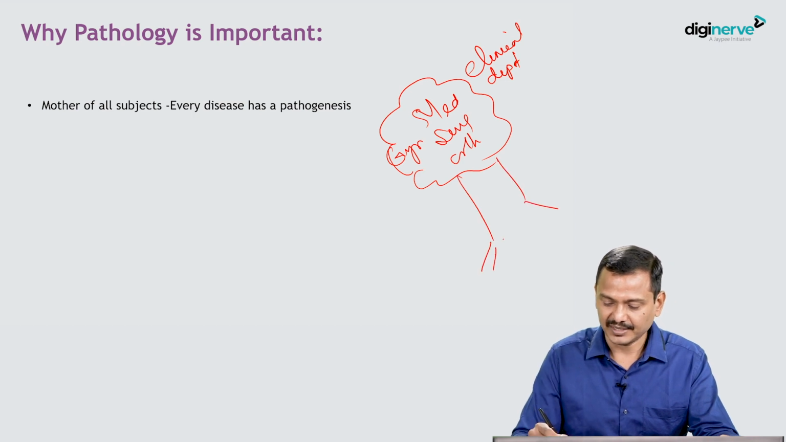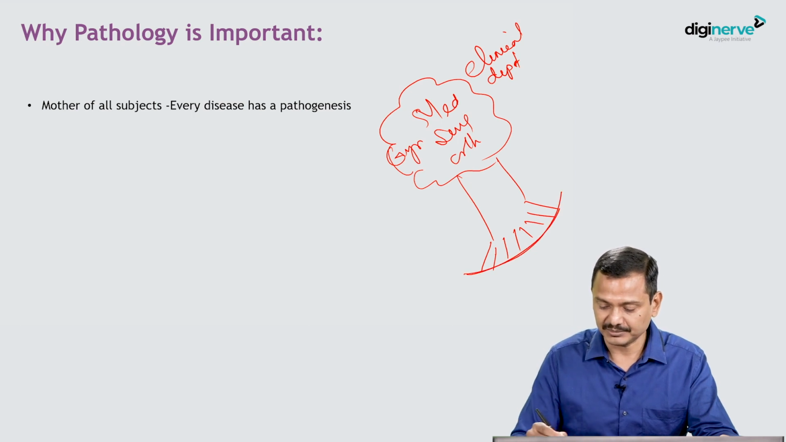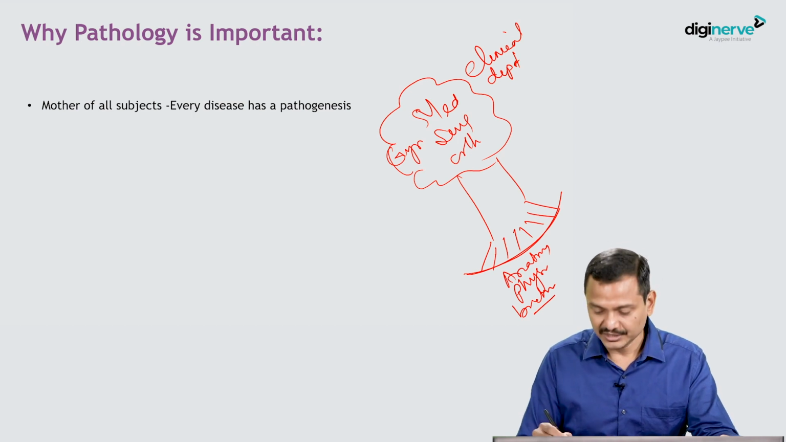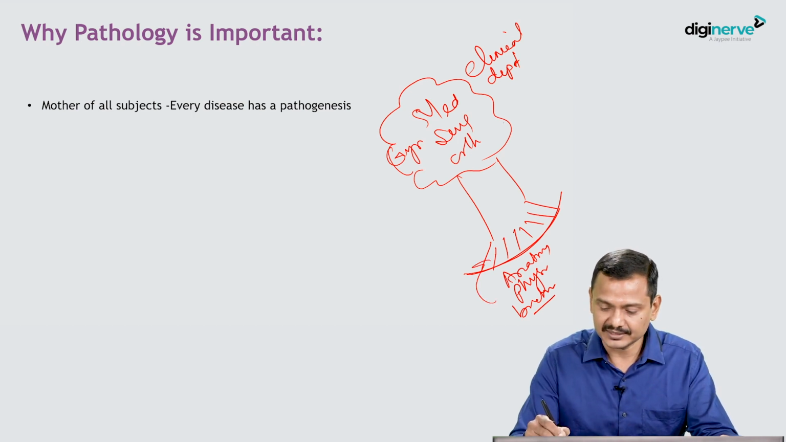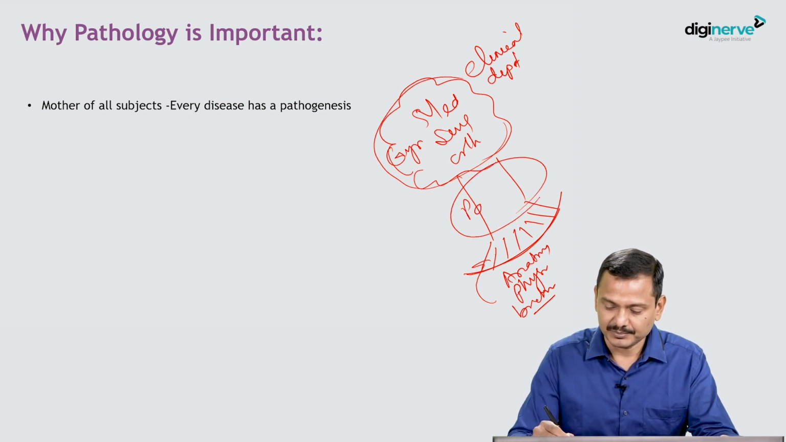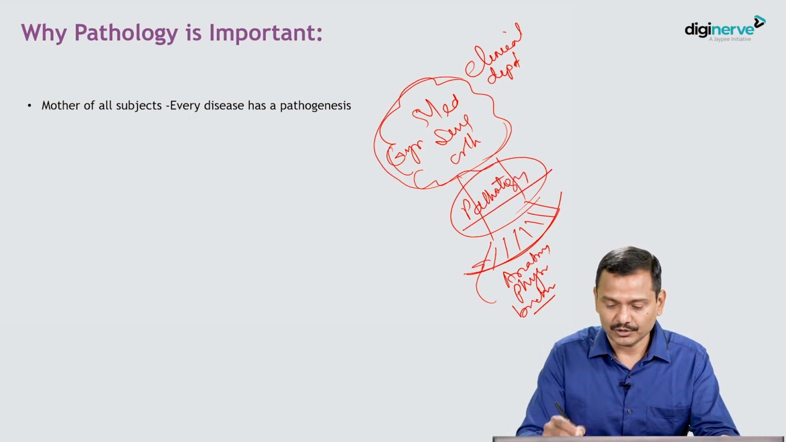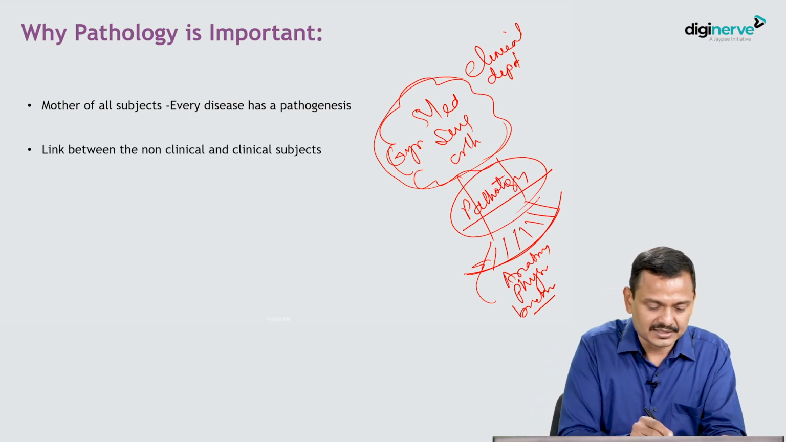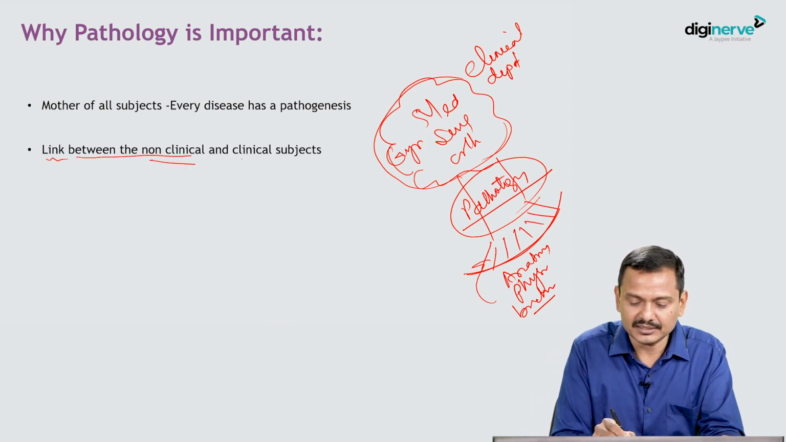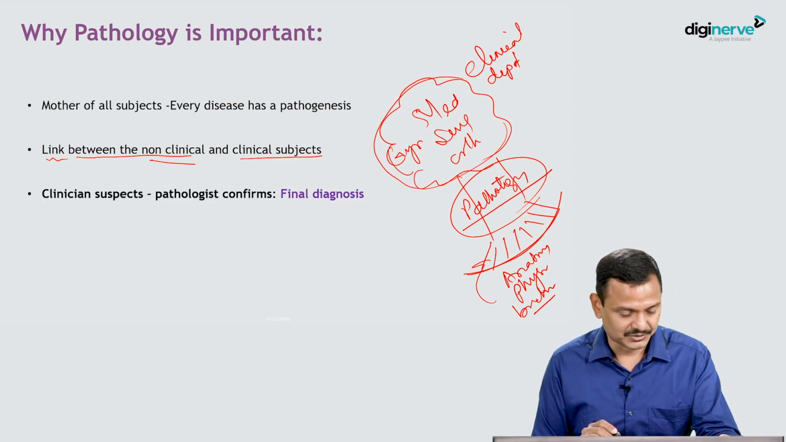Then there is a stem and there are roots. The roots consist of the very important fundamentals: anatomy, physiology and biochemistry. If anatomy, physiology, biochemistry compose the roots and the clinical subjects make up the leaves and branches, then the stem is made by pathology. And that is how pathology connects the roots to the leaves. So it is the link between the non-clinical and the clinical subjects.